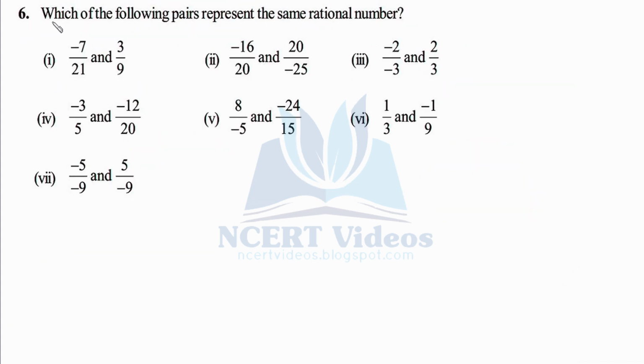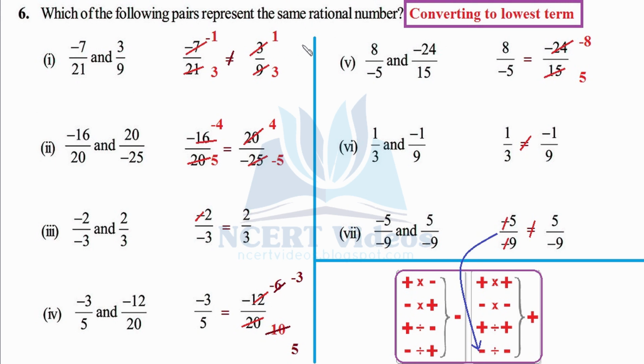Question number 6. Which of the following pairs represent the same rational numbers? In these questions, by same rational number, we mean they must be equivalent. And how can we deduce equivalent rational numbers or equivalent ratios? By first of all converting them to lowest form. So we will try to find the lowest term of those rational numbers whose lowest term is achievable.